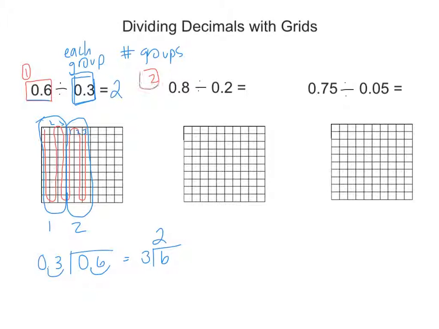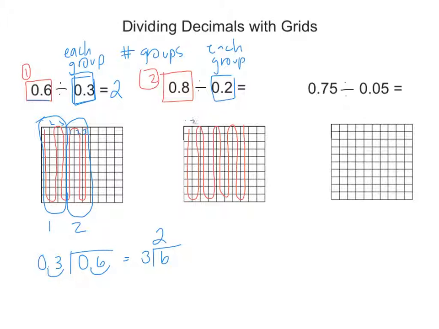The next example, I'm going to look at the first number again. 8/10 is what I have. So I'm going to shade 8 rows of the 10. So now I've modeled 8/10. The second number tells me how much I need to put in each group. So every time I count 2/10, I'm going to make a group.